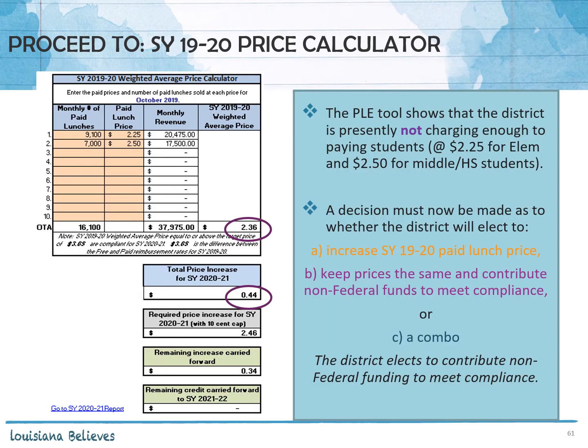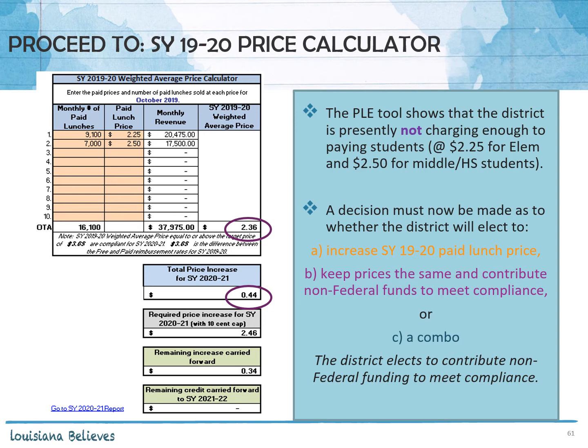In this screenshot, we zoom out a little to see the entire page. The PLE tool shows that the district is presently not charging enough to paying students at $2.25 for elementary and $2.50 for middle and high school students. We see underneath the top table that a total price increase for school year 2020-21 would be 44 cents.